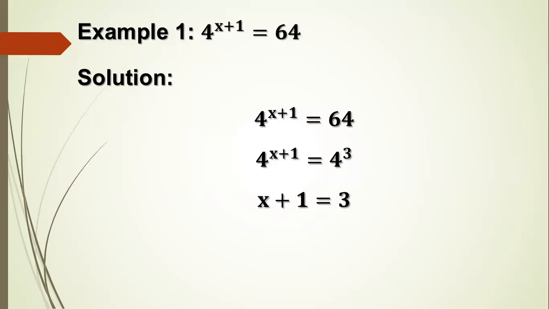And then applying the addition property of equality. So we have x equals 3 minus 1, or simply use, or let's say, transpose positive 1 to the right. So it will be negative 1. So we have x equals 3 minus 1. And then simplify, we have x equals 2. So meaning to say x equals 2 is the value of x which will satisfy our given equation.